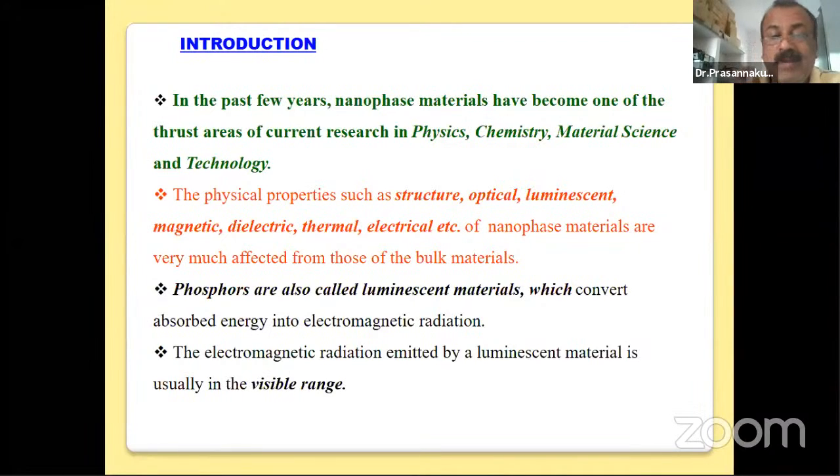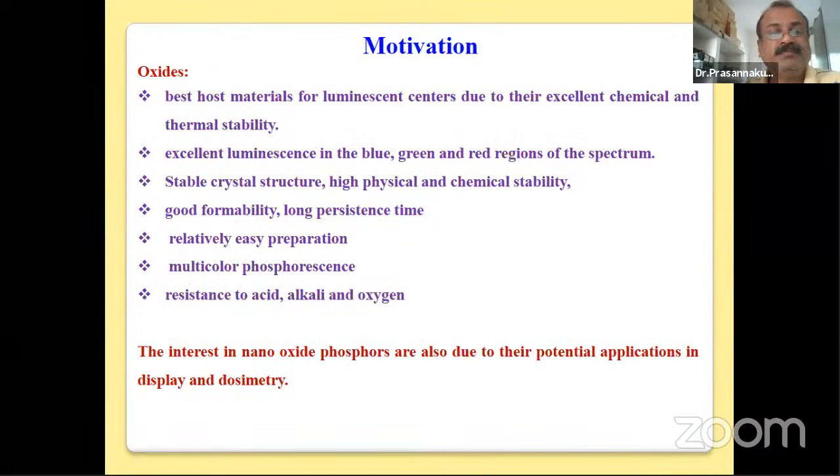Electromagnetic radiation emitted by luminescent material is usually in the visible region.